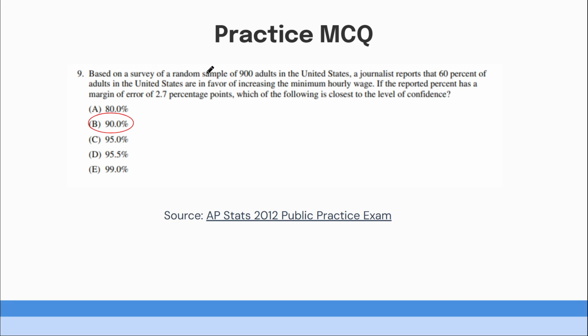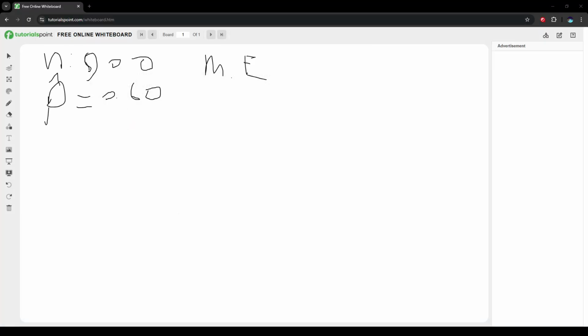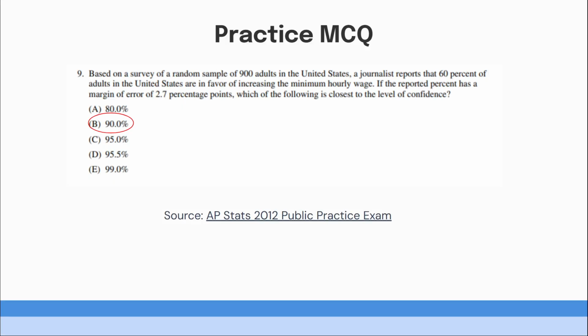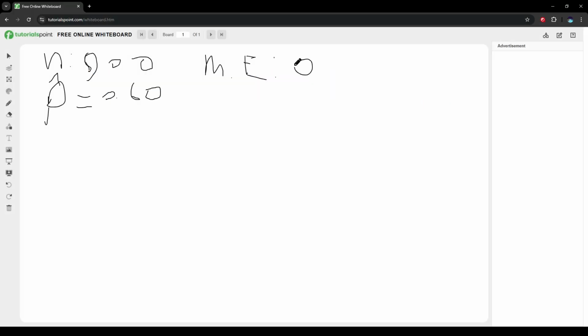And then the margin of error is, I'll show you in a moment. So the margin of error is 0.027. So you guys can see this, right? I really apologize for my atrocious handwriting. Forgive me for this.